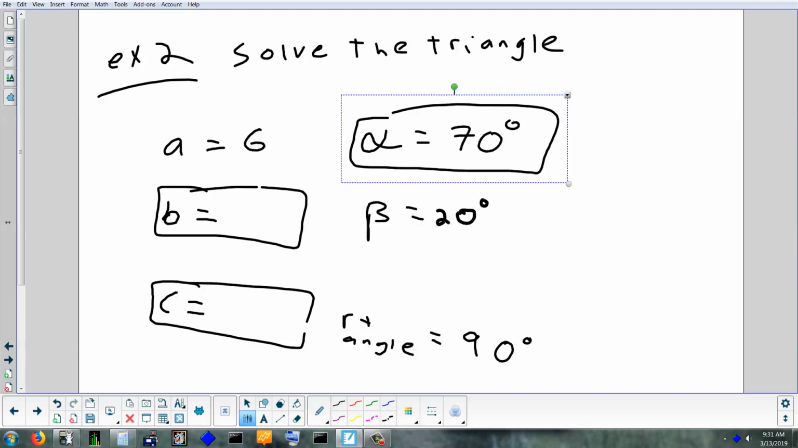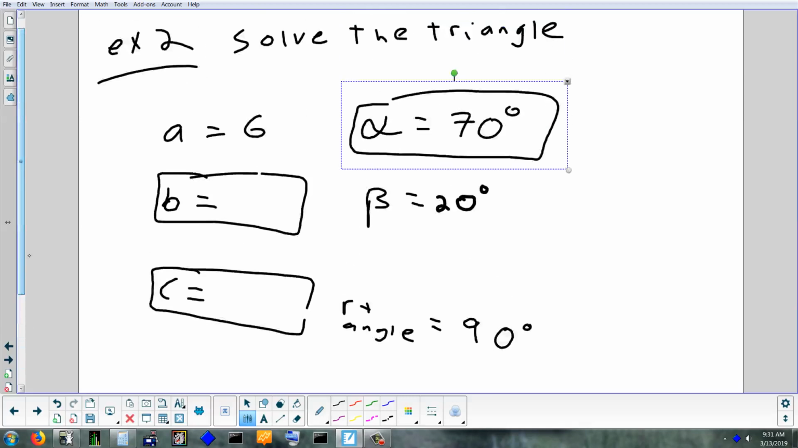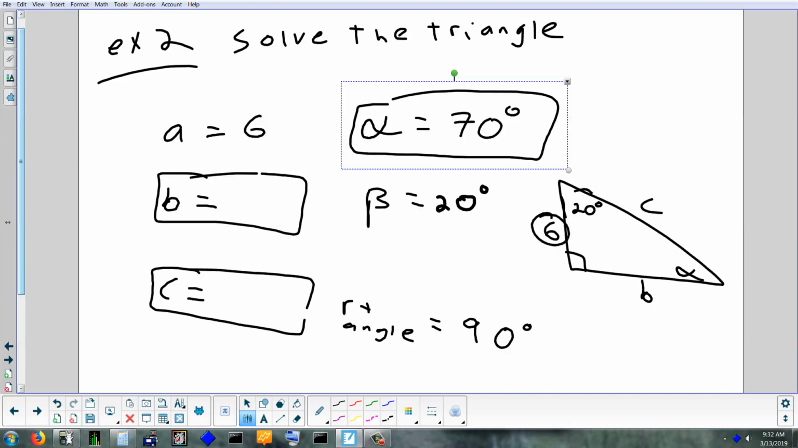You can kind of do that part without a sketch. For B and C, I really would make the sketch. So here's my triangle. I'm going to put A. Again, I'm just going to leave alpha. I'm just going to put what was given in my diagram. That way I don't accidentally use something that I found. So A, alpha, B, beta, and C. All right, the 6 and the 20, I can circle both of those because I'm going to use them every time.